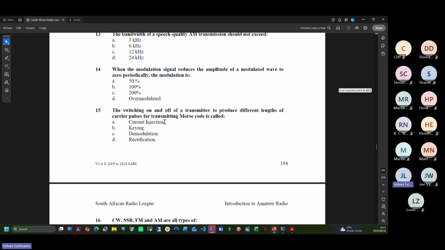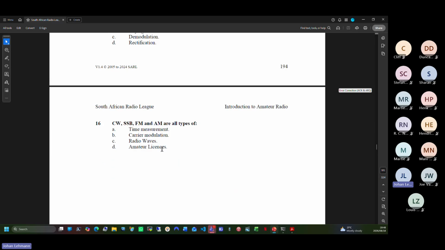The switching on and off of a transmitter to produce different lengths of carrier pulses for transmitting Morse code is called? Keying. Yes. Last one: CW, SSB, FM, and AM are all types of? I think that's also a freebie. Yes, it is a freebie.